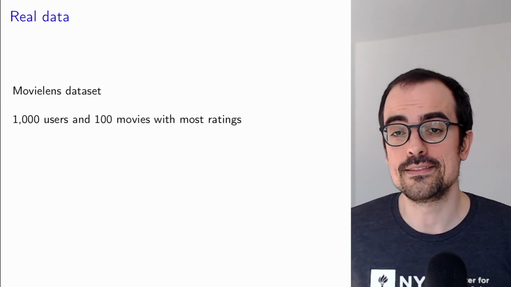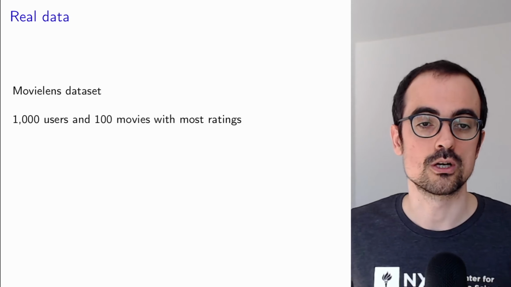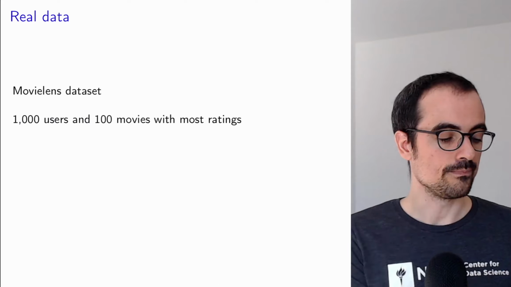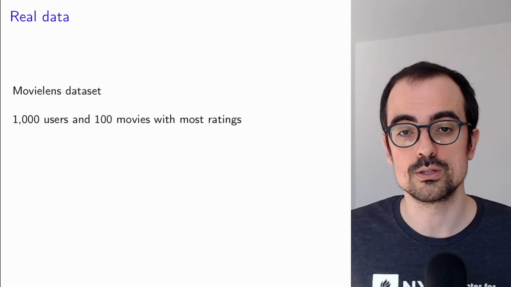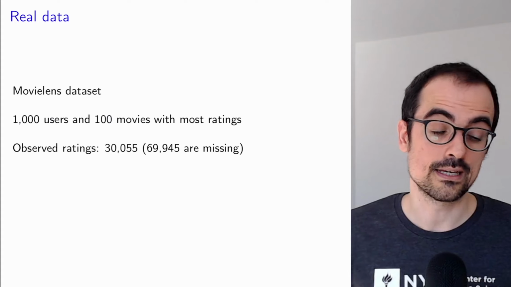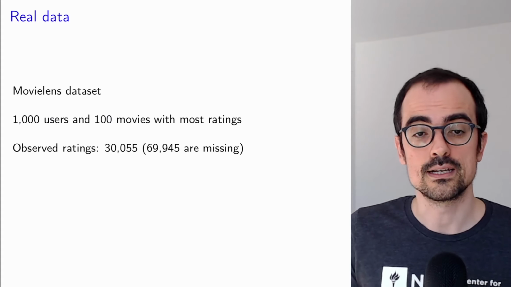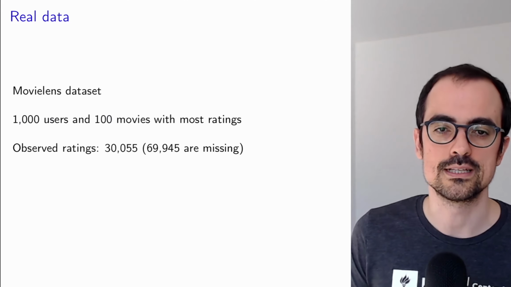And now we're going to apply this method to real data. I'm going to use the MovieLens dataset, which is available online. The way I went about this is I extracted the 1,000 users and 100 movies with the most ratings. The total observed ratings are 30,000, so there are about 70,000 ratings missing.